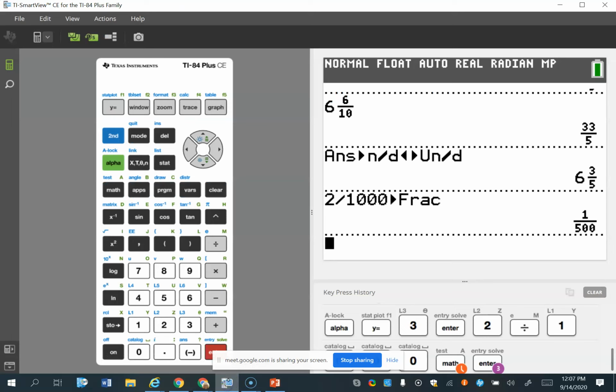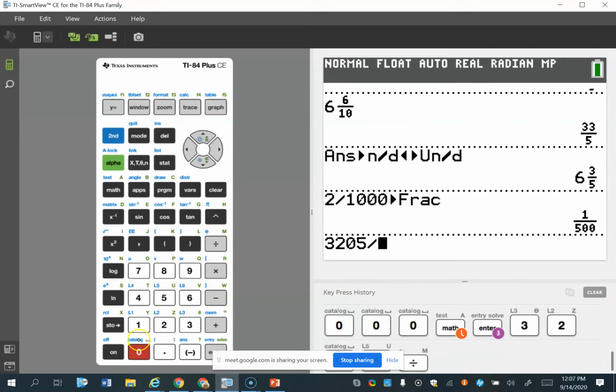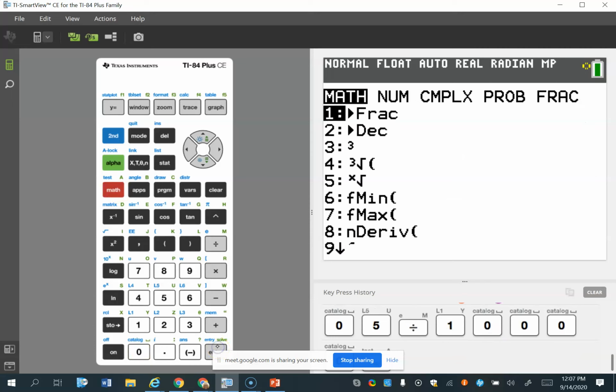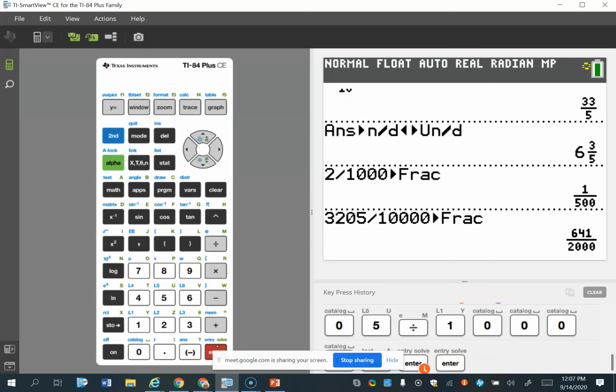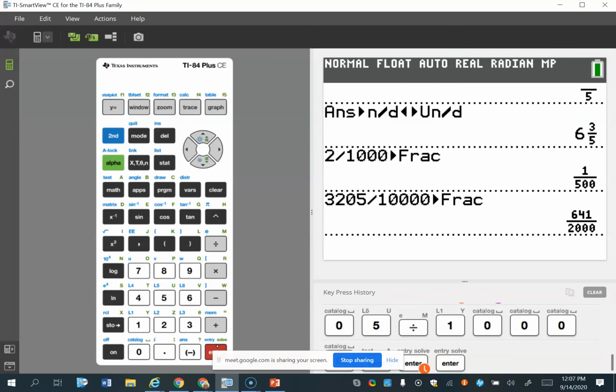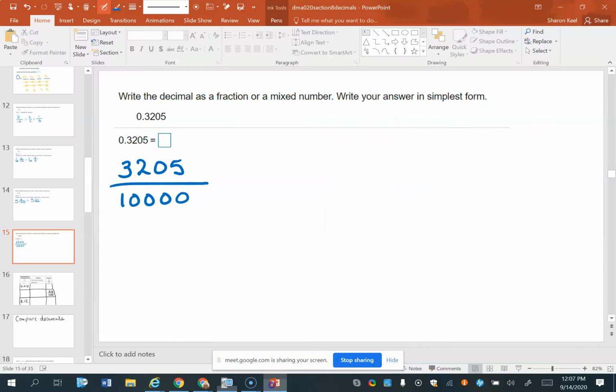Or we have 3,205 divided by 10,000. We're going to do math and enter twice. 641 over 2,000. 641 over 2,000. And that would be your fraction in its simplest terms.